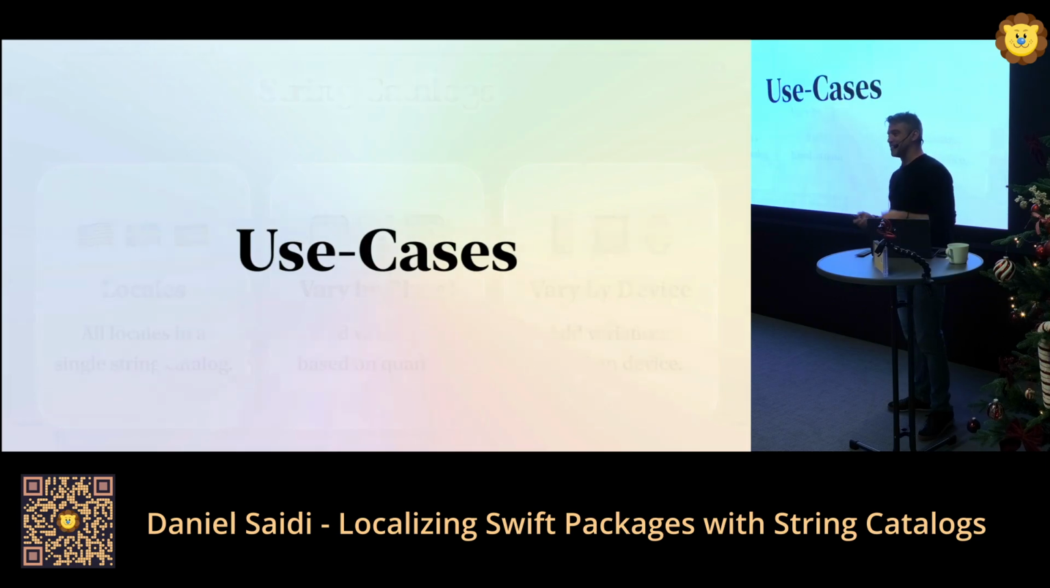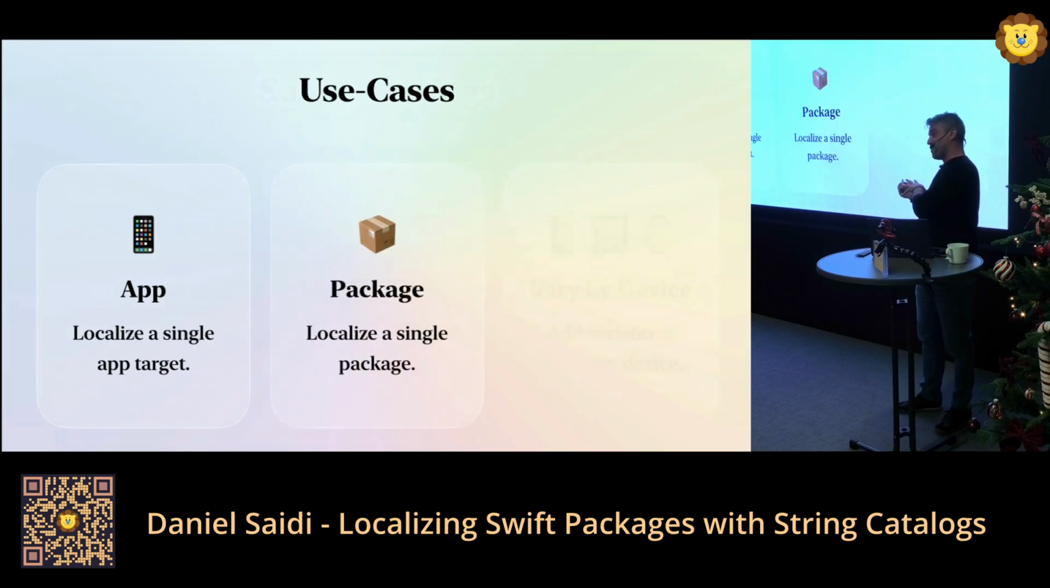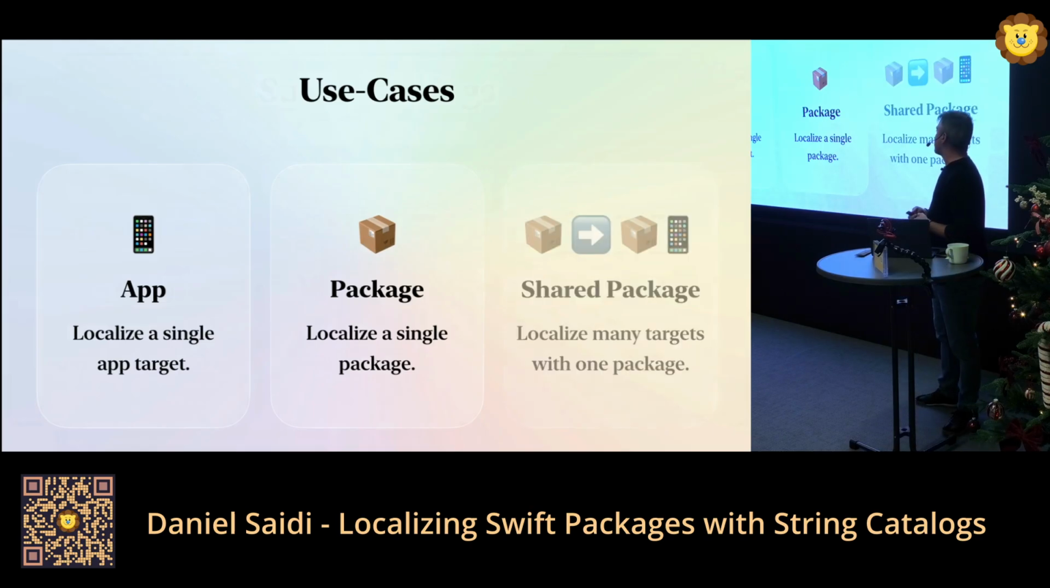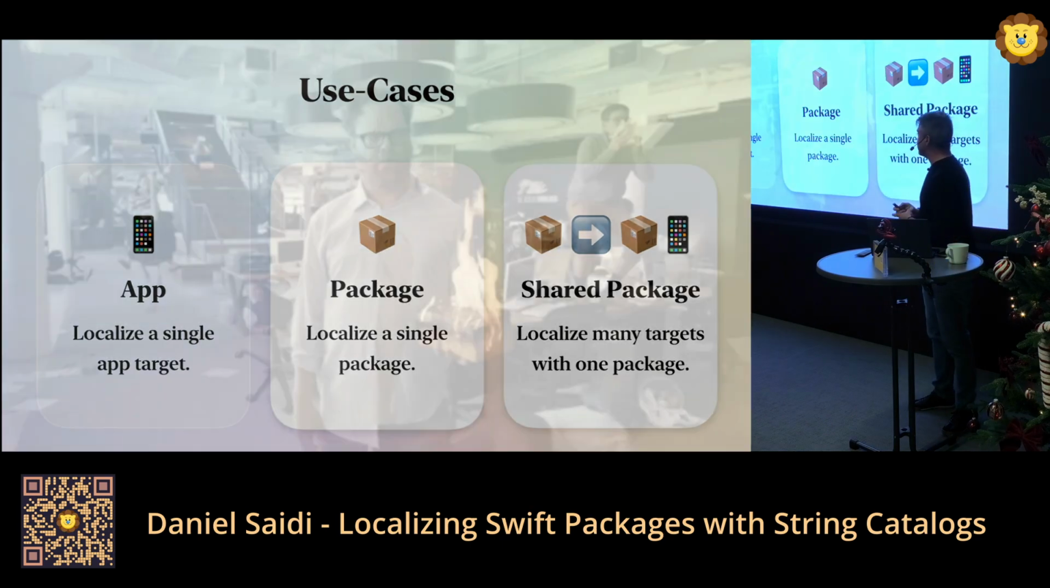So some use cases for localizing is that you can localize a single application. Then it's very straightforward. You add a string catalog and everything just works. Then you can localize a Swift package. Then you can add a string catalog and things will probably not work if you don't do it the right way. And then you can also use a shared package and translate a bunch of stuff with one single package. So we are going to take a look at these two cases like this.